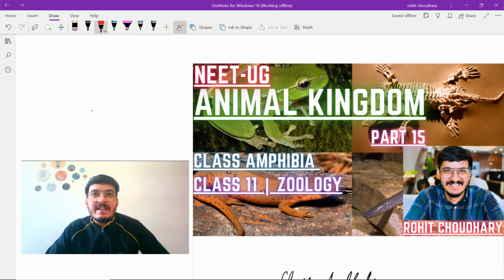So before studying the characteristic features, let's have a brief introduction of class Amphibia. There are about 3000 species of animals like frogs and toads that have a dual mode of life. They live in freshwater only. There are no marine forms. They have a dual mode of life, that means they can live in water as well as on land. The larval forms are aquatic, whereas the adult form is aquatic as well as terrestrial. So let's start class Amphibia.